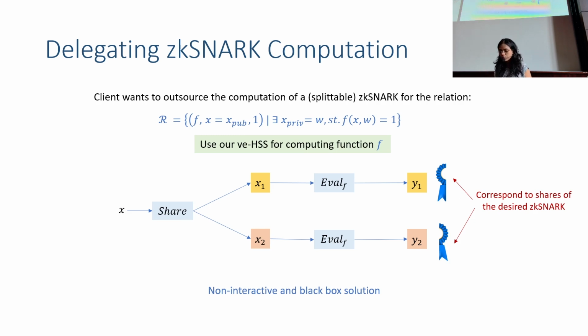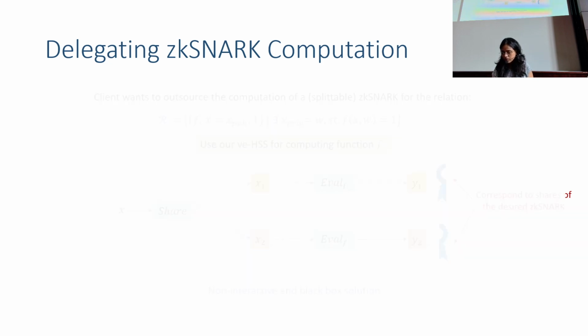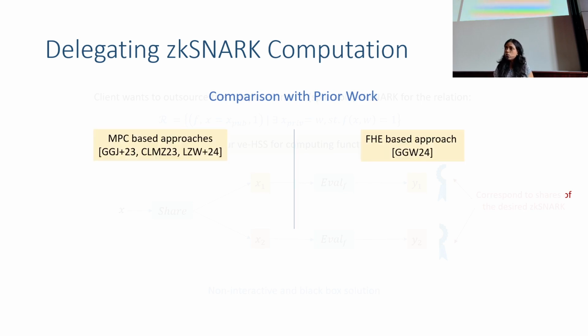And in comparison to some of the prior results that also focus on outsourcing zero-knowledge SNARK computations, we do have some advantages. There are two main approaches that have been used in prior works. One is an MPC-based approach, and the other is an FHE-based approach. The drawback of MPC-based approaches, even though they are currently more efficient in practice, is that they require several rounds of interaction. In contrast, as we've just discussed, our construction is completely non-interactive.